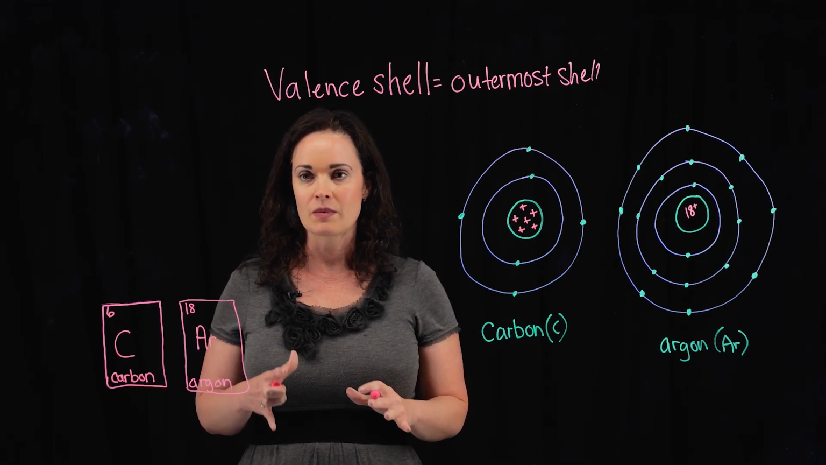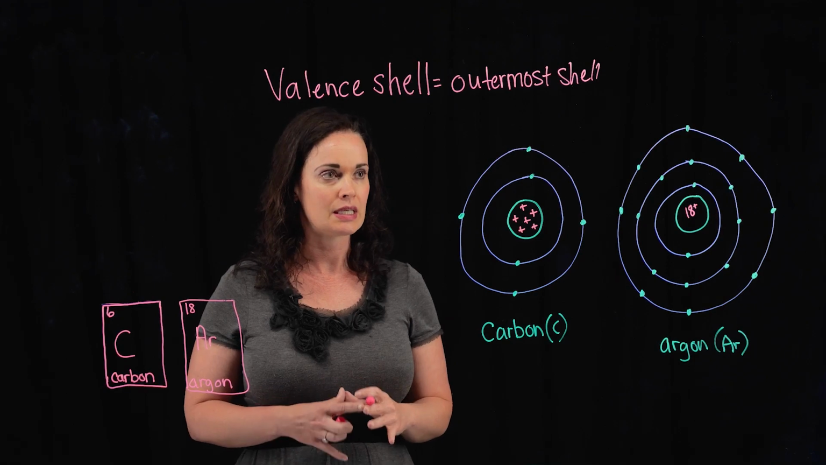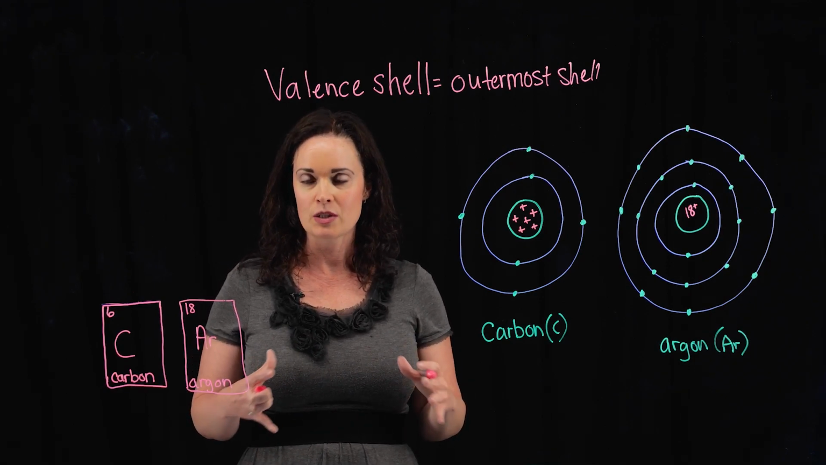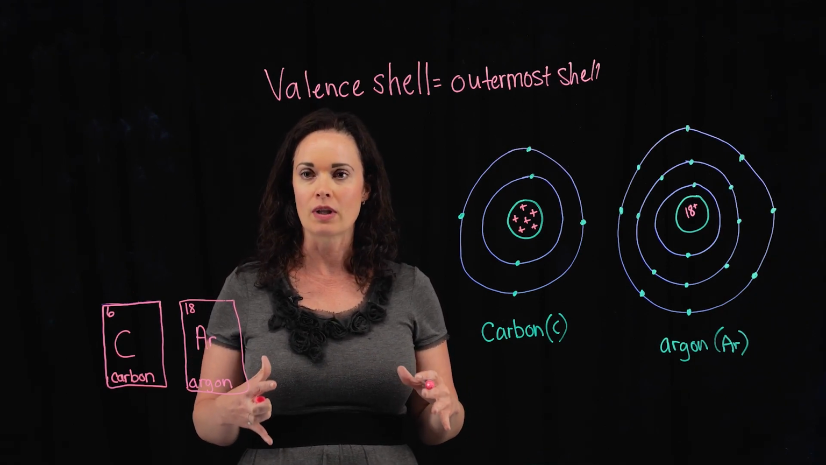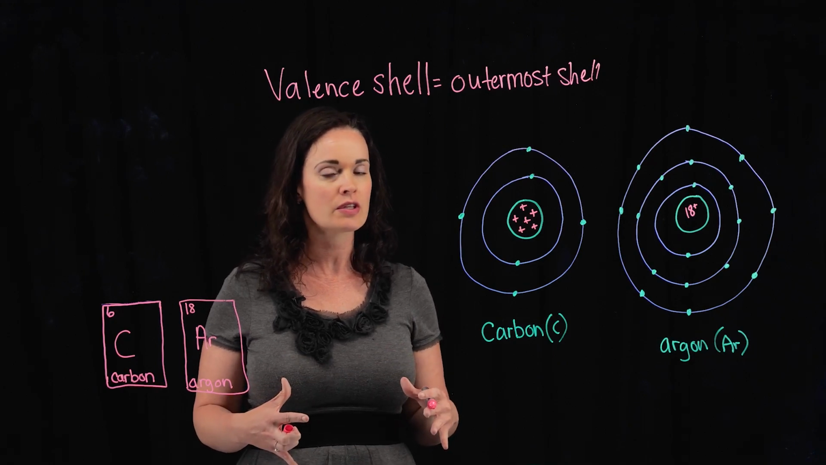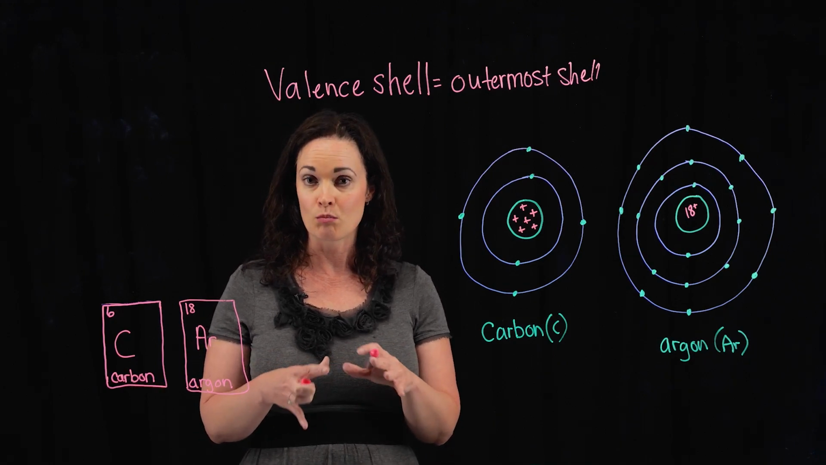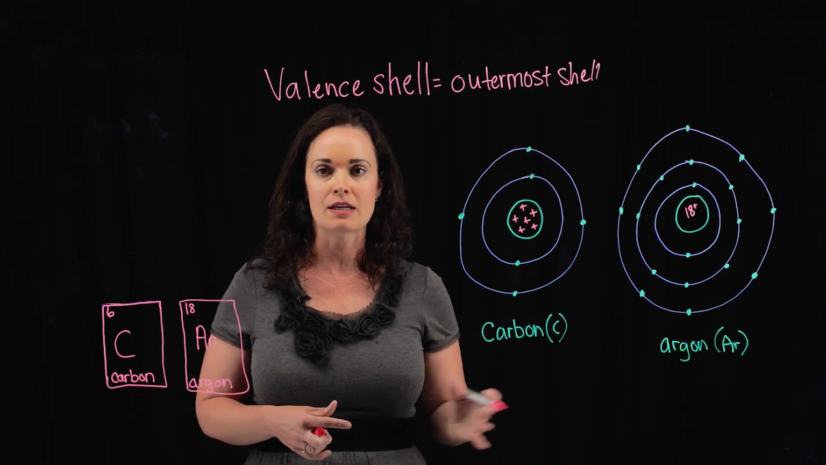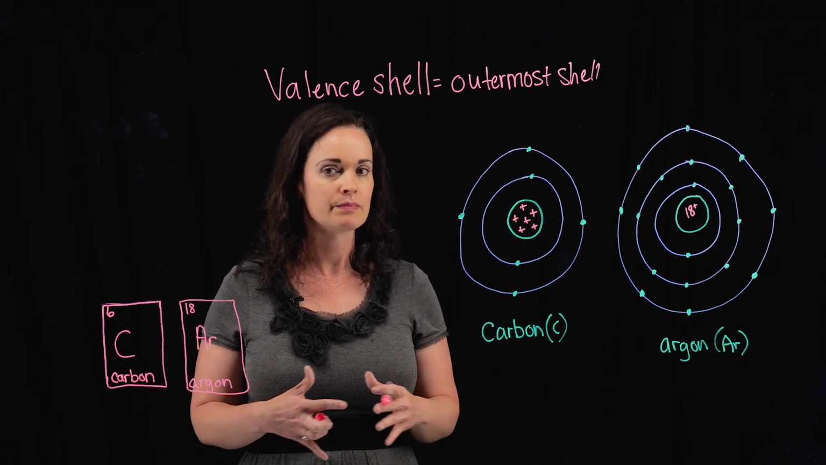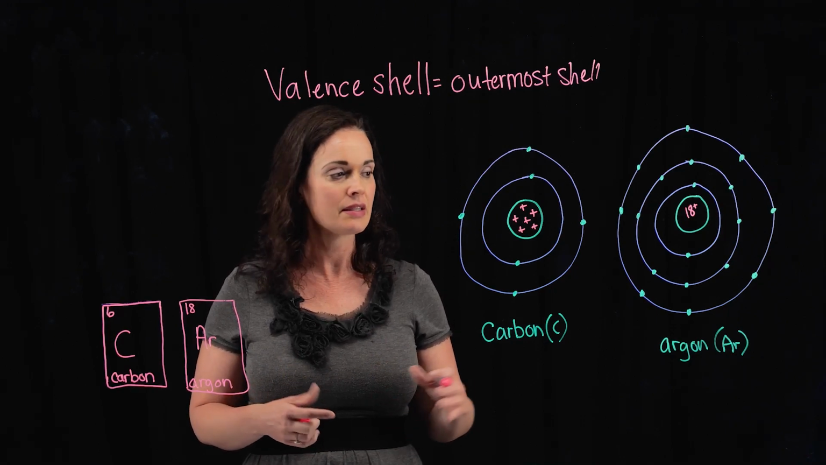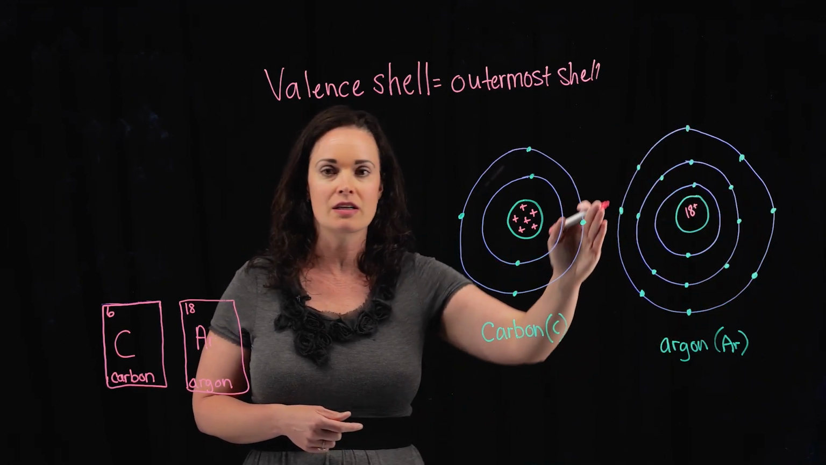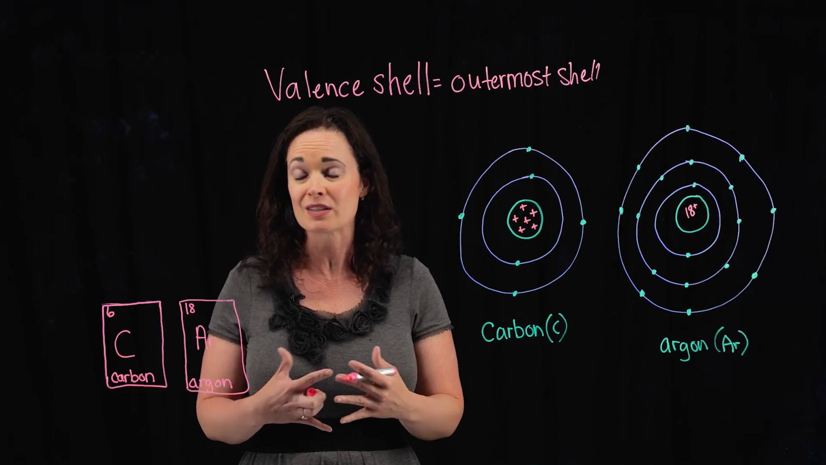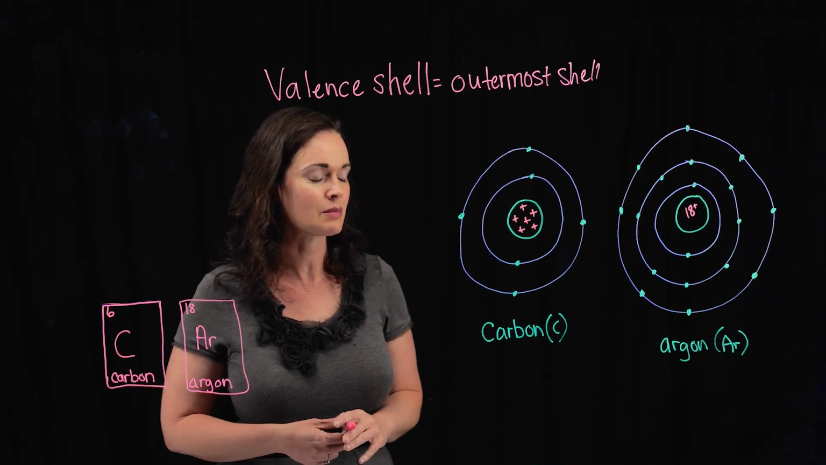What we see, and the reason that this is so important, is all atoms want to have a full outermost shell. And the reason for that is they are most stable with a full outermost shell. So argon is actually a very stable atom. It does not react with anything because its shell is already full, and so it doesn't want to. It's already as stable as it can possibly be.